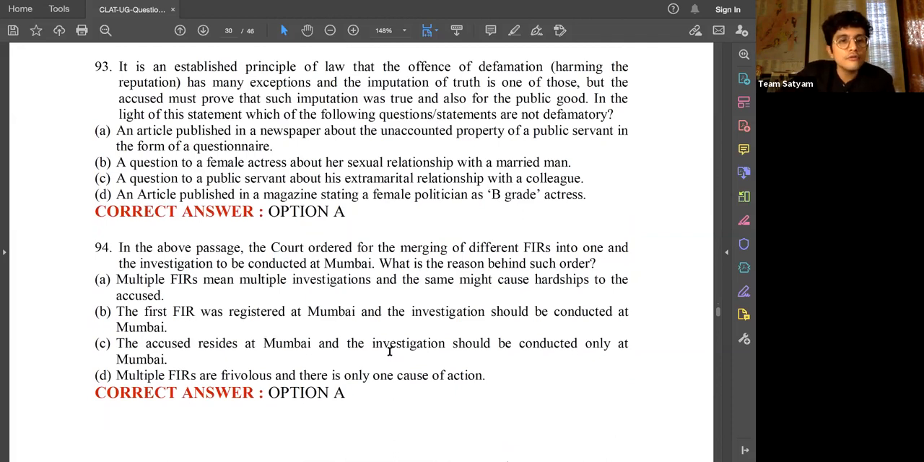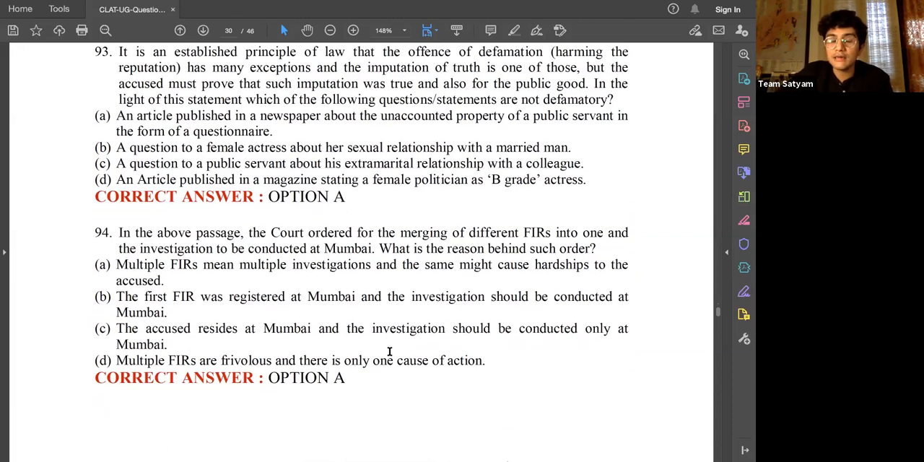Question number 94 over here again required you to at least know the concept behind, or know the reason why, multiple FIRs is something that is considered bad in law. Why is it considered bad in law? Because multiple FIRs can lead to multiple investigations, which can cause hardships to the accused. So option A is actually quite bang on point, but again, nothing to source it from the passage.